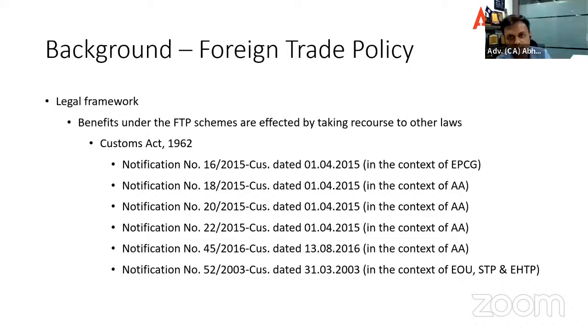So these are 4 notifications under which a person can procure inputs without payment of custom duties, without payment of IGST, and basis which the person has to fulfill the obligations given under the particular license issued to such person, basis which the benefits of this scheme can be availed of. In the context of EOU, STP, EHTP, there is notification 52 by 2003. All these notifications are amended from time to time, basis which the exemptions are available in terms of duties of customs as well as GST.